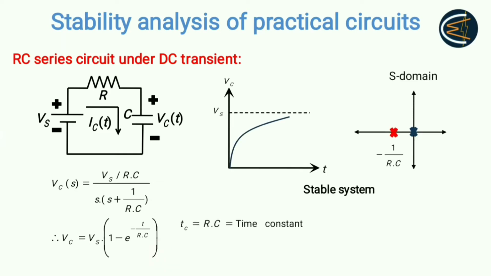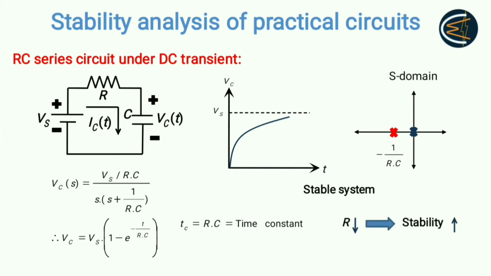By looking at this response and this response, you can comment that the system is stable. The voltage is converging to a steady state value. Similarly here, one pole is at the origin and one pole is on the left hand side. So these two indicate it is a stable system. Tc is the time constant, that means R into C is the time constant of this circuit.